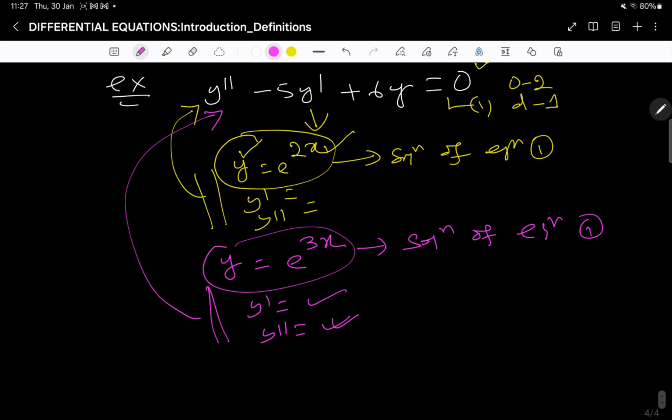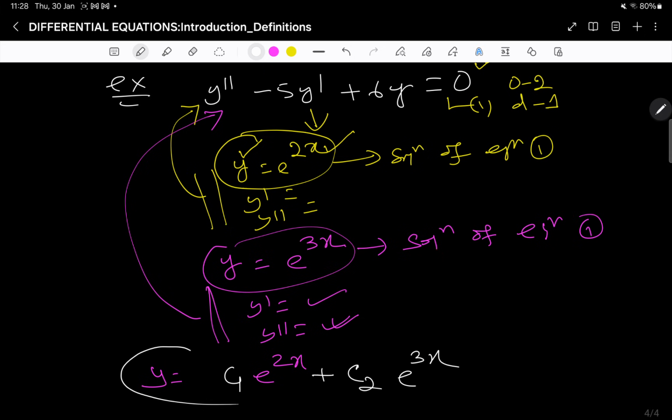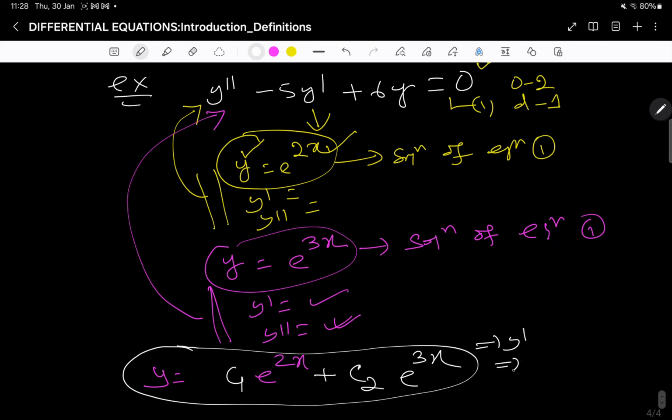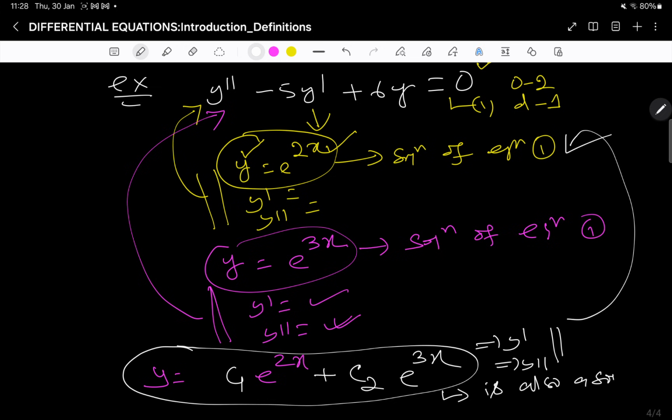If I merge these two, y = c1 e^(2x) + c2 e^(3x), some constant times this plus another constant times e^(3x), this is also a solution. Because if I find y' and y'' and substitute into equation 1, it will satisfy. Now the beauty of this solution is that the order of the equation is 2, and the number of arbitrary constants is 2. And this solution here is called a general solution.